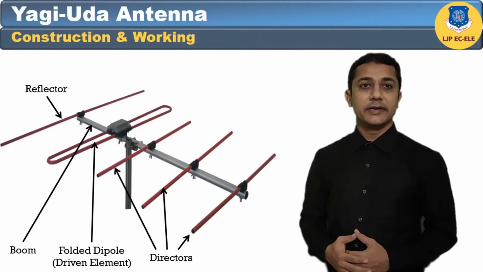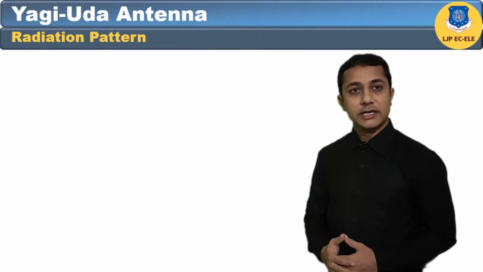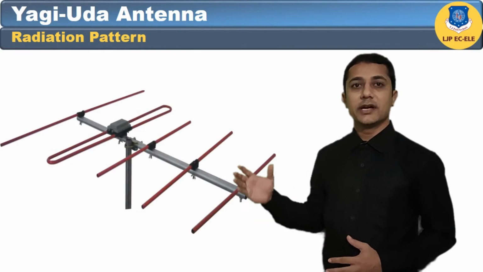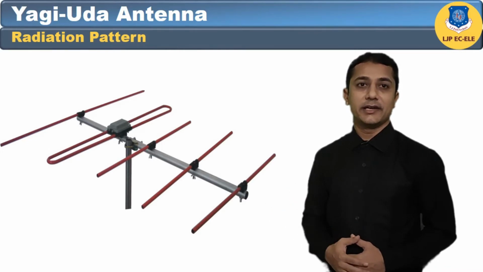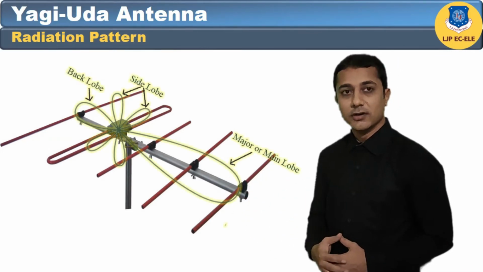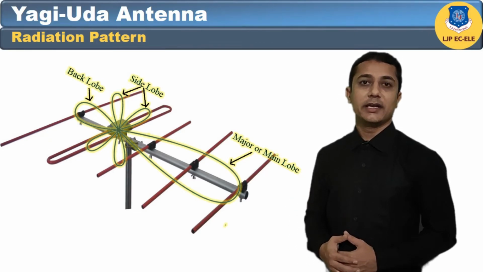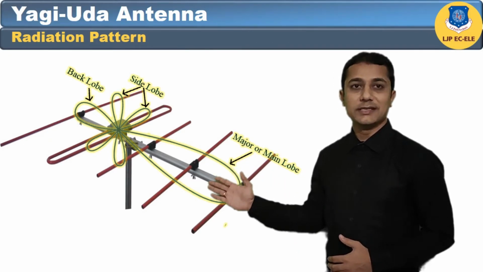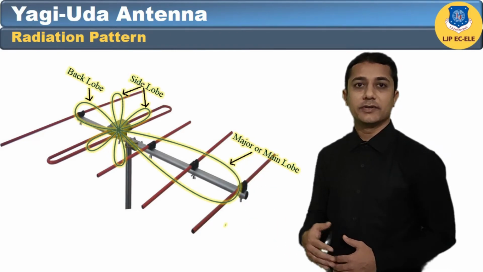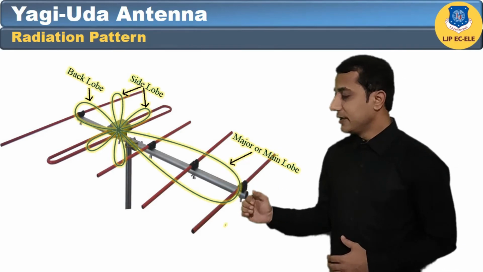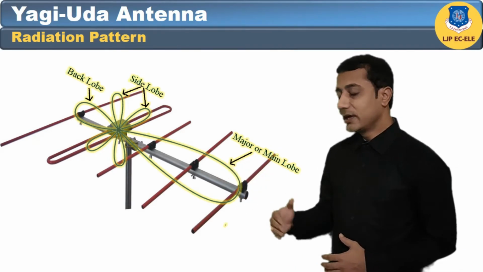Now let's see the radiation pattern of the Yagi-Uda antenna. The directional radiation pattern of the Yagi-Uda antenna is highly directive as shown in the figure. The minor lobes are suppressed and the directivity of the major lobe is increased by the addition of directors to the antenna. So this is about the radiation pattern of the Yagi-Uda antenna.